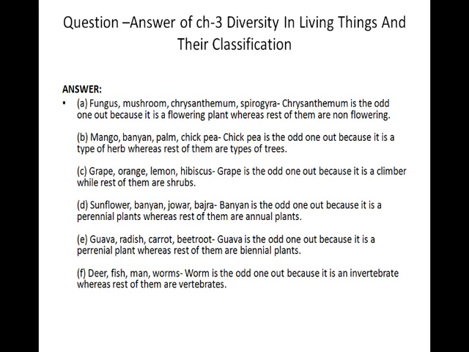Deer, fish, man, worms. So worm is the odd one out because it is an invertebrate, whereas the rest of them are vertebrates. Deer comes under the vertebrates, fish also comes under the vertebrates, man also comes under the vertebrates, but worms are non-vertebrates. That's why it comes under the invertebrate classification.